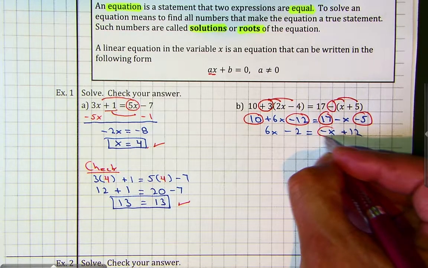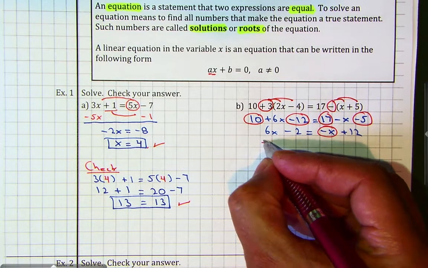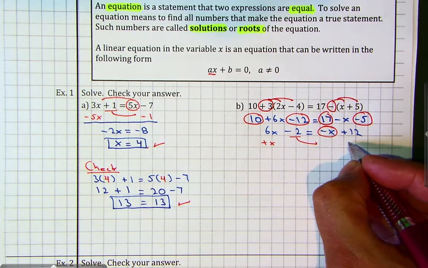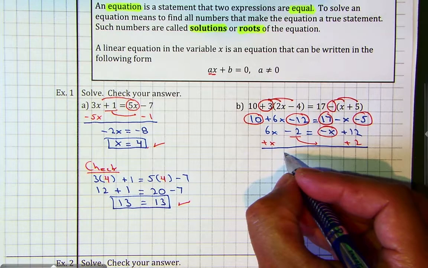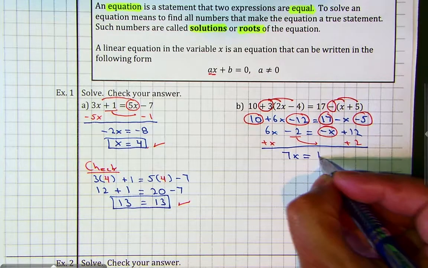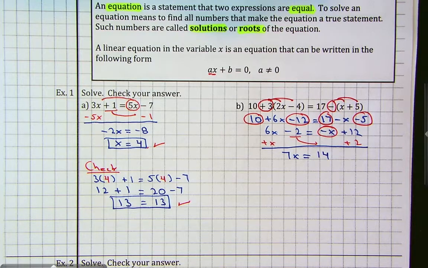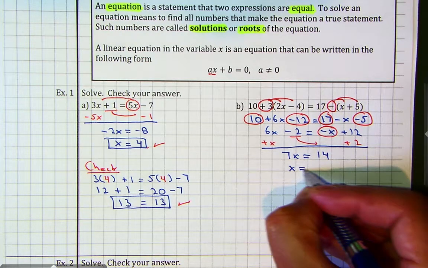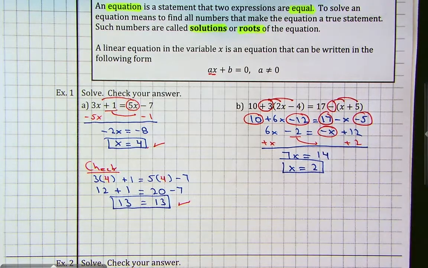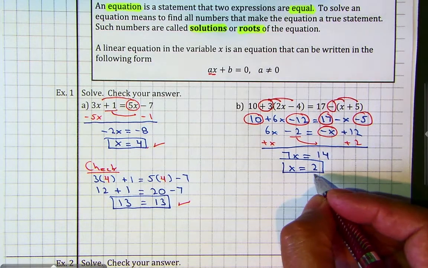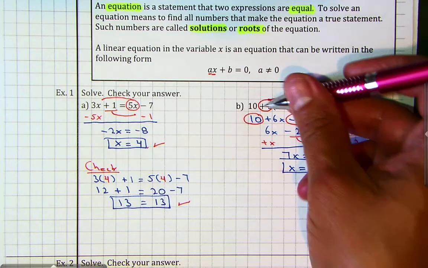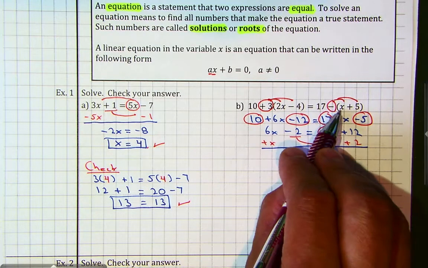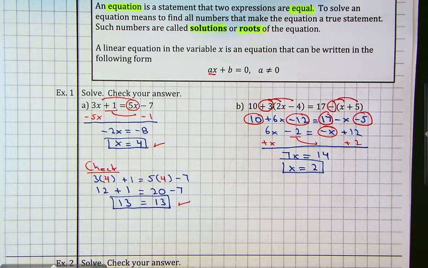I'm going to move my x to the left. We can say positive x. My 2 to the right, we can say positive 2. That gives me 7x equals 14. I'm going to divide by 7 on both sides, so therefore x equals 2. To check to make sure that this is the correct solution, I'm going to use substitution and replace each of the x's with a 2. Then it should also give me a true statement.